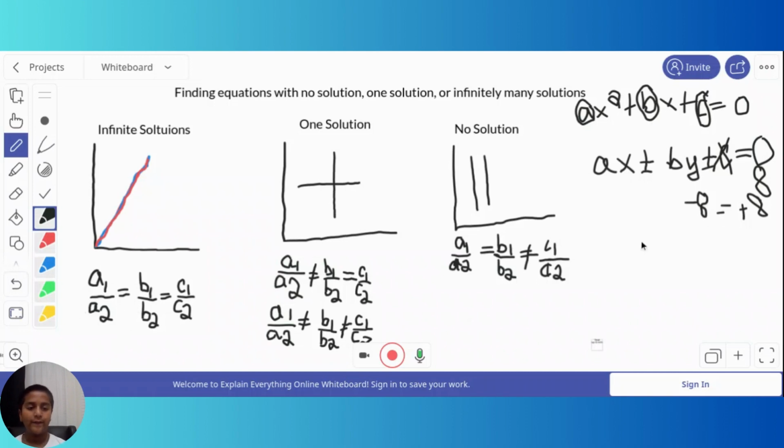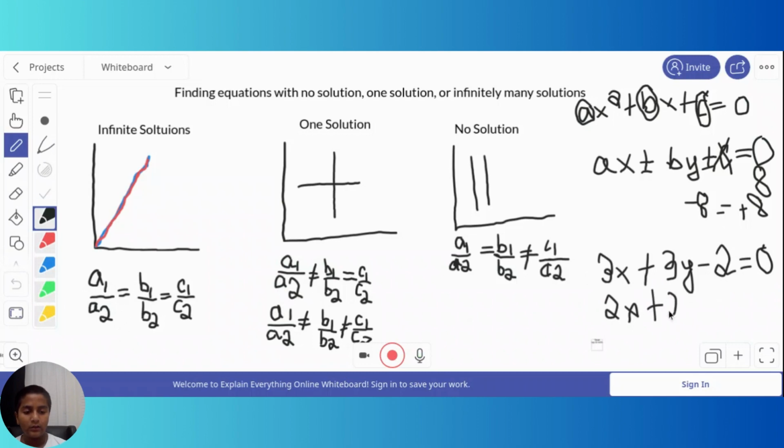So here, let's say that I have an equation saying that there is 3x plus 3y minus 2 equals to 0. And then our next equation is 2x plus 2y plus 1 equals to 0.